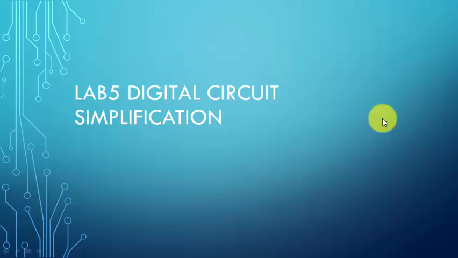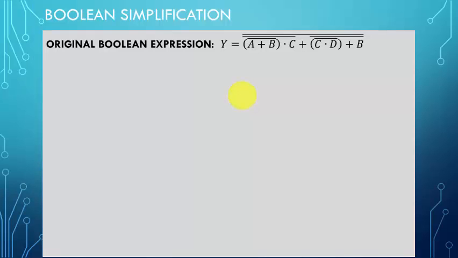Lab 5 is about digital circuit simplification. This lab, we will have two parts. First part is to construct an unsimplified circuit in your proto board. And then you simplify the Boolean expression, get the simplified circuit expression, and based on that, construct another circuit in your proto board and compare the two results.